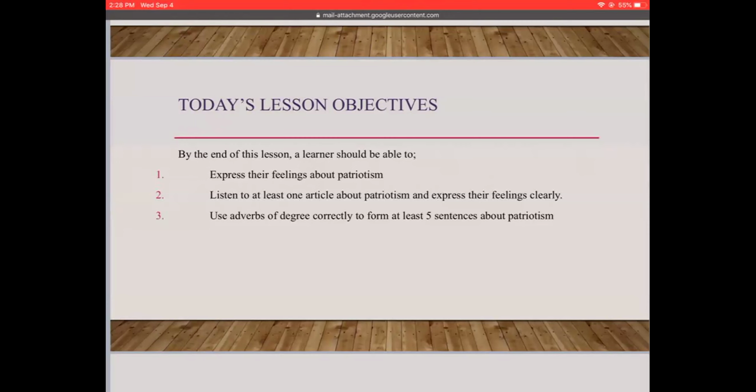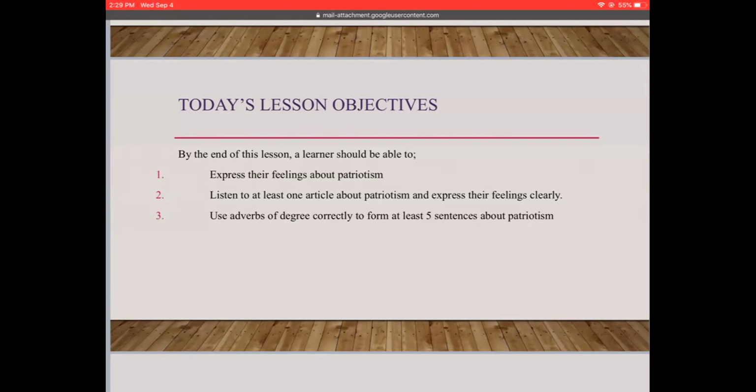Yes, Dash. And I'm sorry, I didn't lower my hand. Okay, it is okay. So I need one volunteer to read for us the lesson objectives. Okay, Bridget. Yes, Bridget. You can unmute and you take us through our lesson objectives.